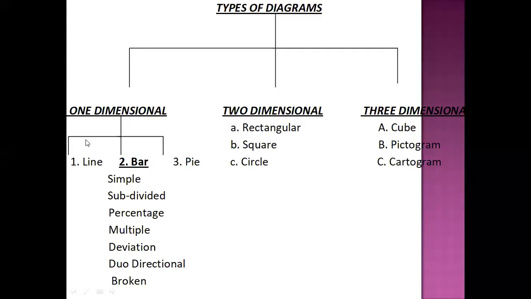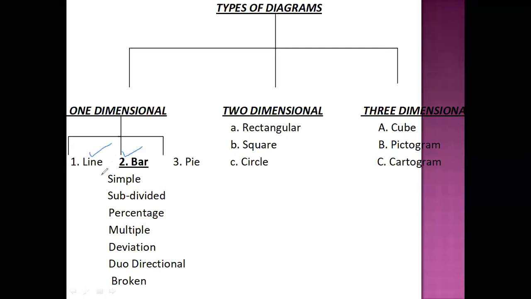So coming to one dimensional diagrams, we have seen line diagrams, bar diagrams also we have seen: simple, subdivided, percentage, multiple, deviation and bidirectional, and broken bar diagrams we have seen, and pie diagrams we have discussed. So in today's class we have seen broken diagram and pie diagram, and we have a complete picture of one dimensional diagrams now. Okay, so line, bar, pie diagrams constitute one dimensional diagrams.